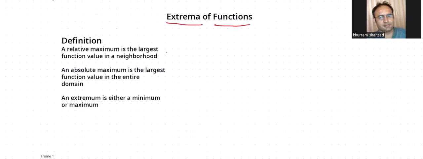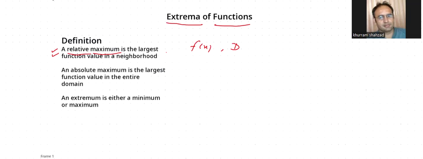So here are few definitions. First of all, a relative maximum is the largest value in a neighborhood. Suppose we have some function f of x, and of course it has some domain, but we only take some part of domain, and in that part of domain, we have to find the maximum value of the function. In that part of domain, the maximum value of the function is called relative maximum value of the function. Similarly, in that part of domain, minimum value of the function is called relative minimum value of the function.